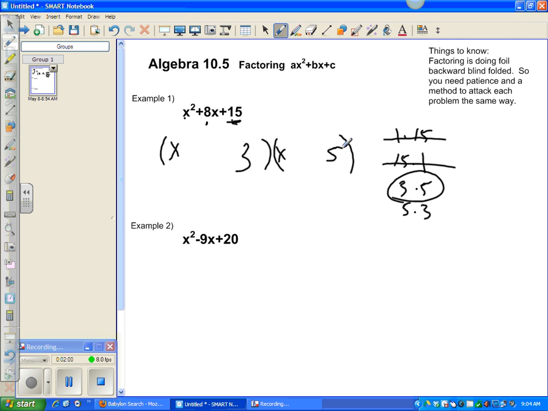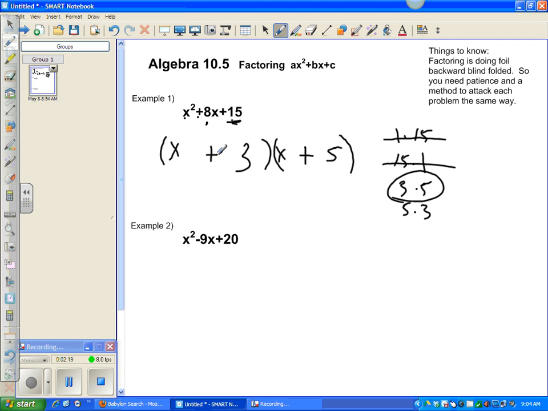Now, if this number is positive, I know that it's either two negatives multiplied together or two positives multiplied together, and that depends on the middle number, which in this case is two positives multiplied together. And these are my factored forms.